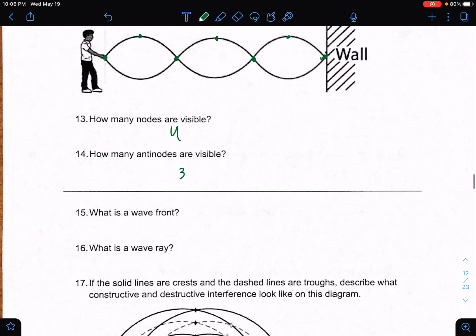Okay, a wave front. Okay, so I'm going to kind of explain this. It is the surface on which all points are in phase with their motion. Or that's just fancy for saying wave fronts are basically just going to be like your ripples.